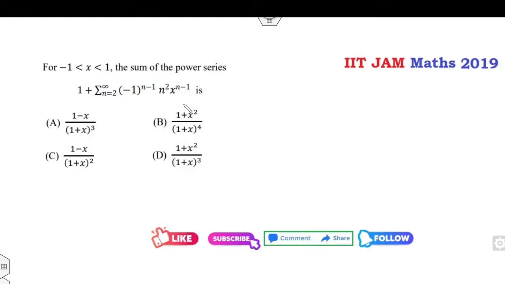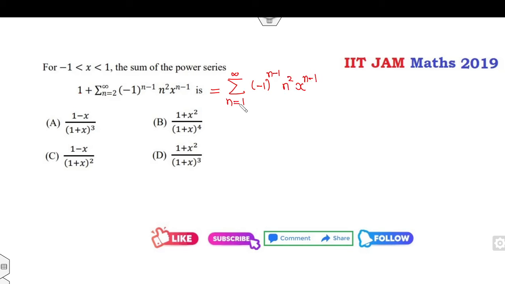Okay, look at this another one. Find the sum of the power series. That's a very interesting question and the easiest one. Look at that. Firstly, I can write the 1 in a similar manner. I can start from 1 to infinity, minus 1 raised to power n minus 1, n square, x raised to power n minus 1.